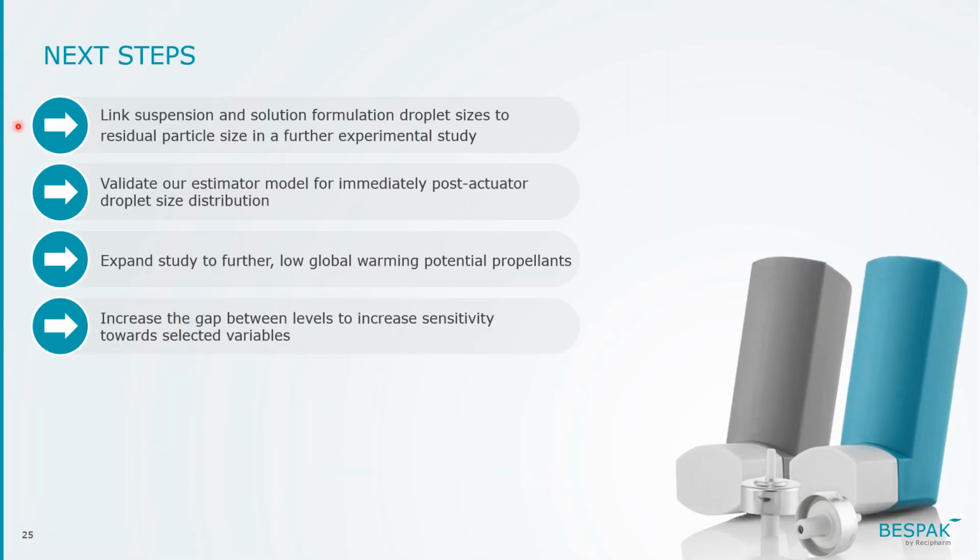For our next phase of work, correlating active pack droplet sizes to impactor data will add a further dimension to our modelling study, which is currently undergoing validation with placebo results. We would like to increase the scope of our study to additional low global warming potential, or GWP, propellants. Knowing the sensitivity of our response variables to the input variables, we can tailor future studies to increase predictive accuracy. For example, we could increase the range of the spray orifice length, or land length, to investigate the influence of this on spray area.